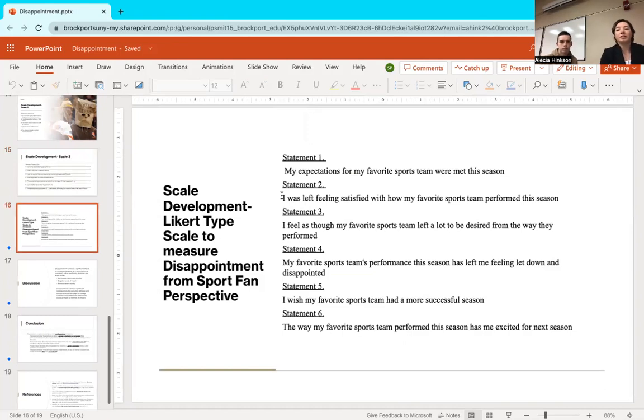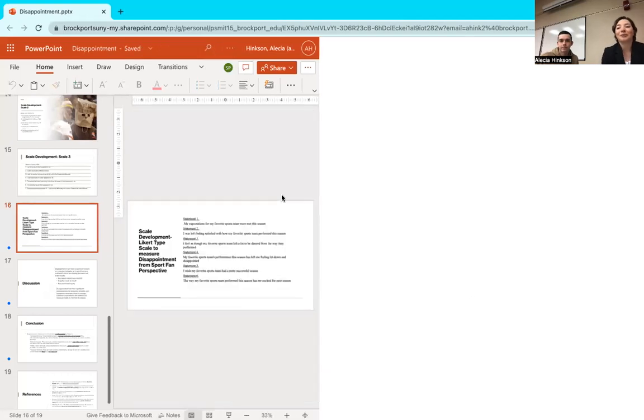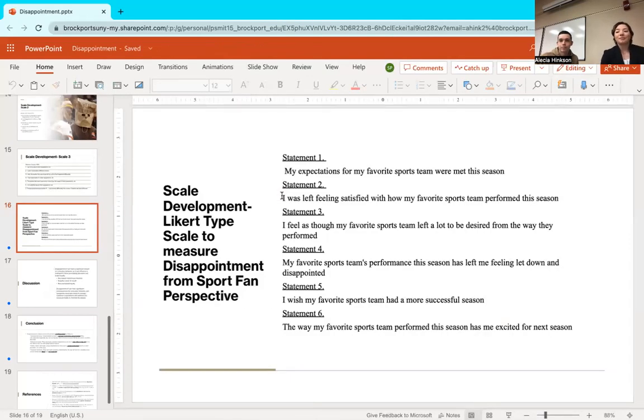Within our Likert type scale, based on the perspective of a sports fan, these are our statements. Statement 1, my expectations for my favorite sports team were met this season. Statement 2, I left feeling satisfied with how my favorite sports team performed this season. Statement 3, I feel as though my favorite sports team left a lot to be desired from the way they performed. Statement 4, my favorite sports team's performance this season has left me feeling let down and disappointed. Statement 5, I wish my favorite sports team had a more successful season.